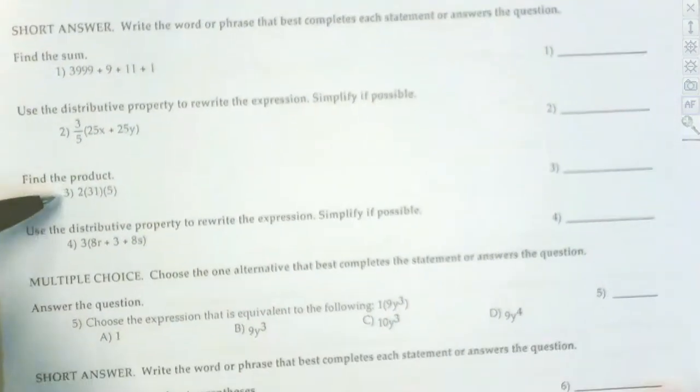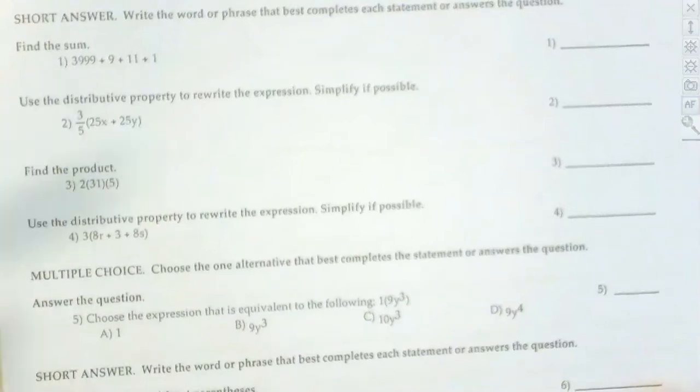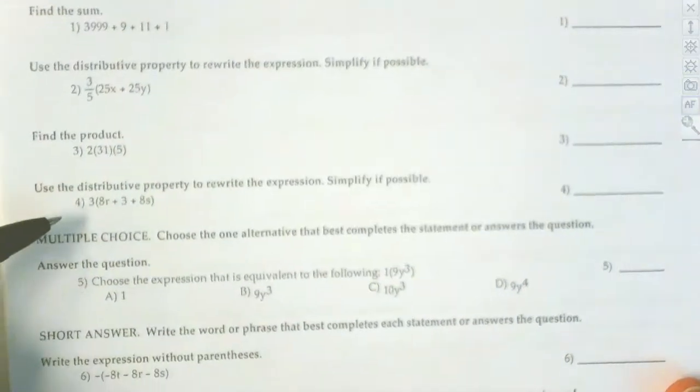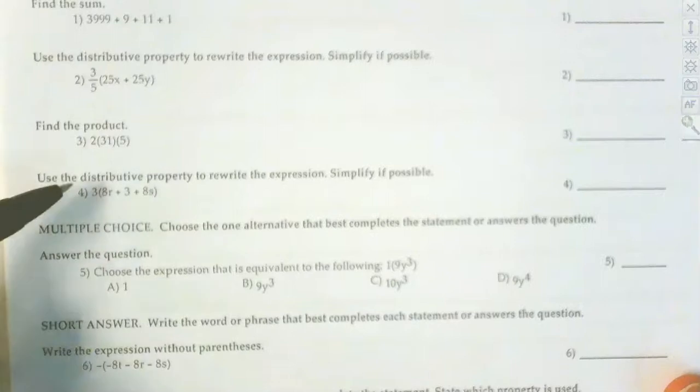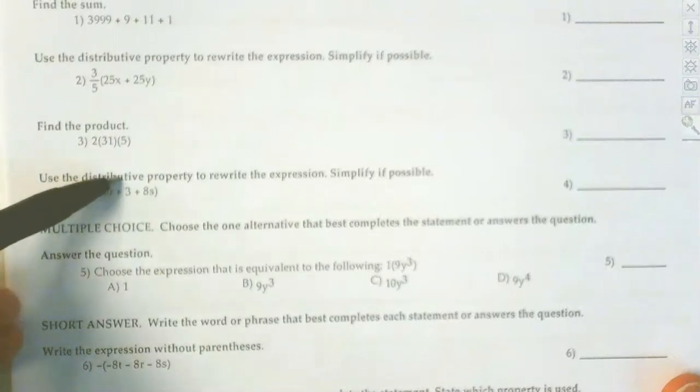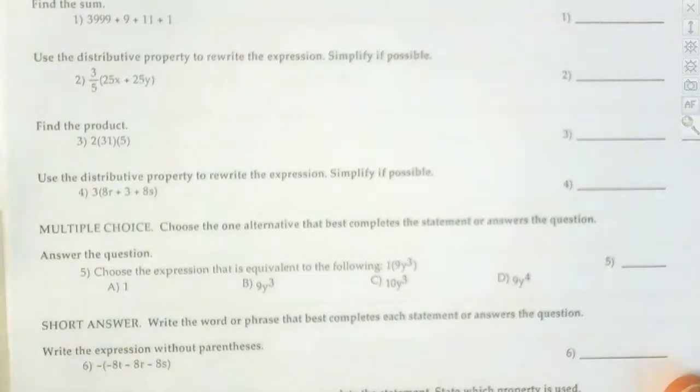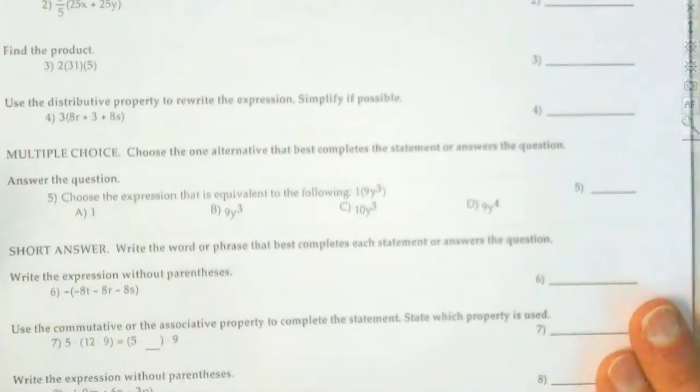Question 3, rewrite them if you need to. Question 4 is use the distributive property. So distribute that 3 through. Draw your arrows and distribute that 3 through. Choose the one that's equivalent here.